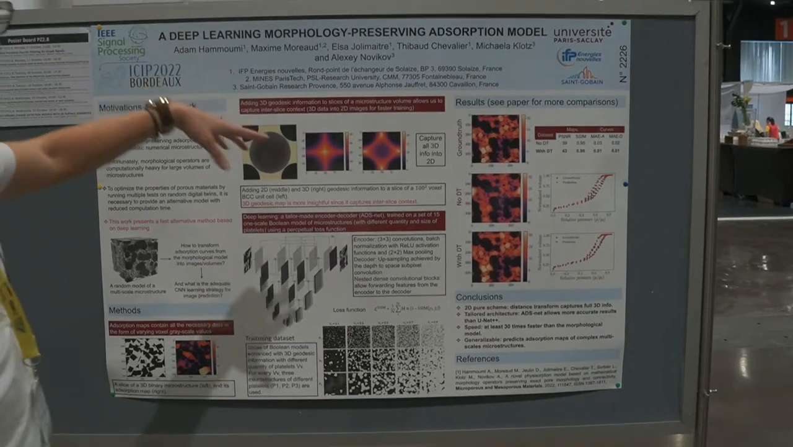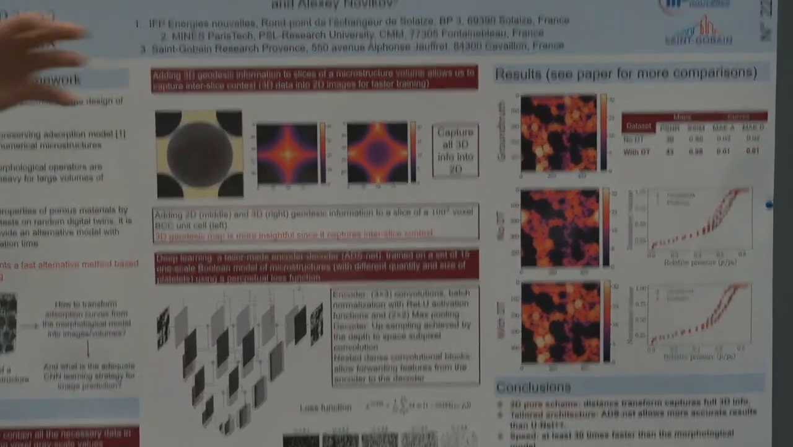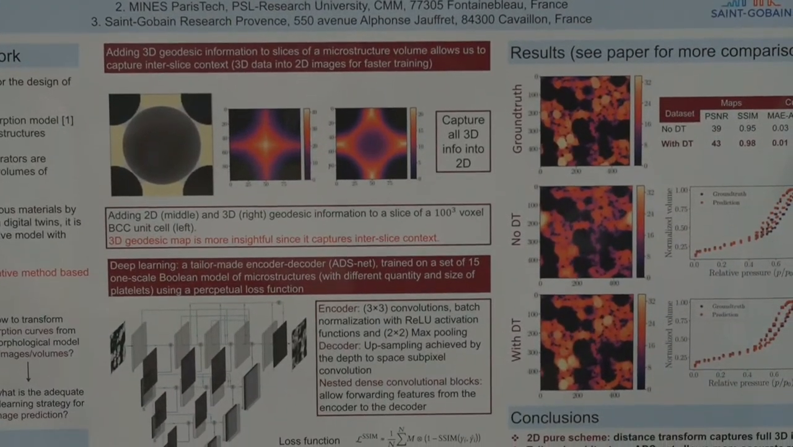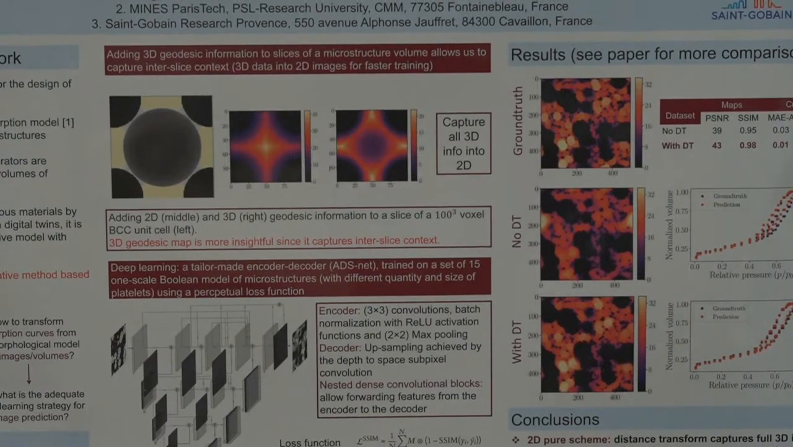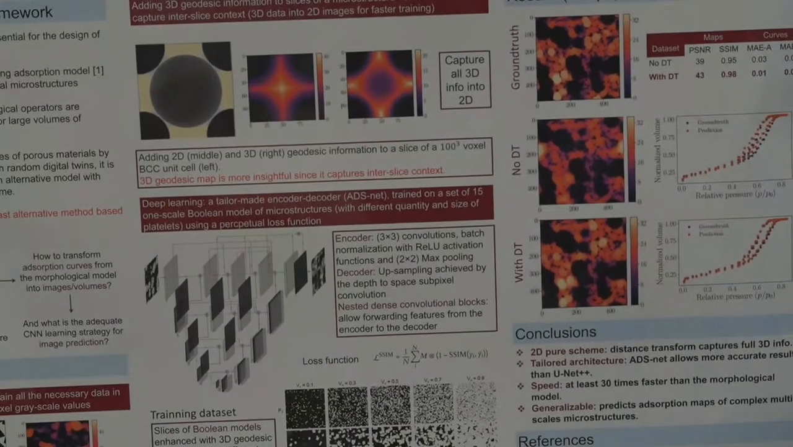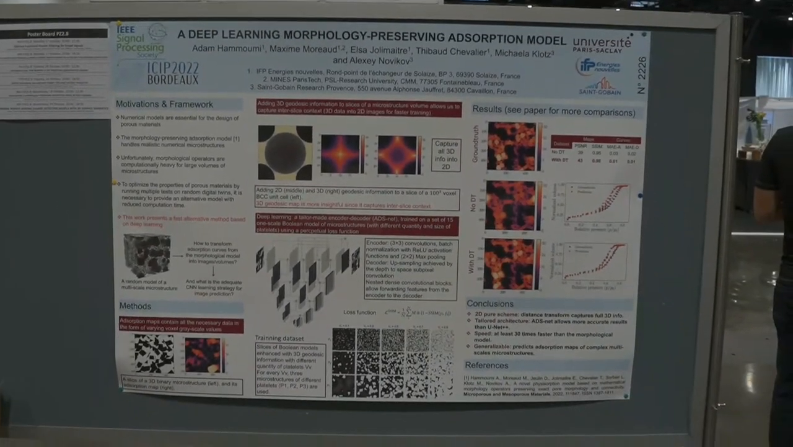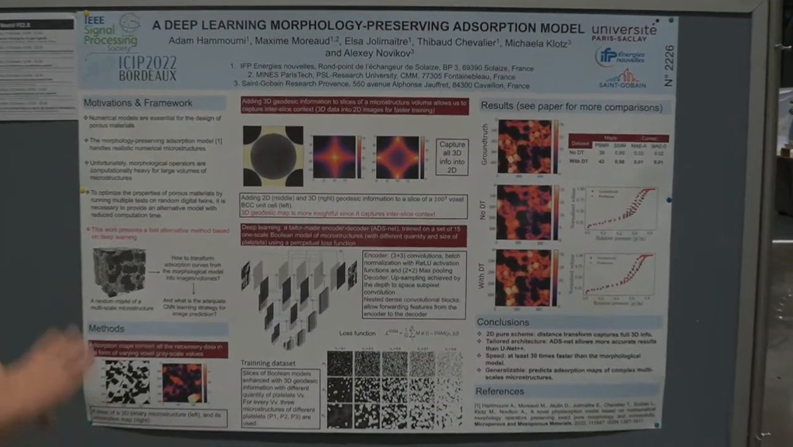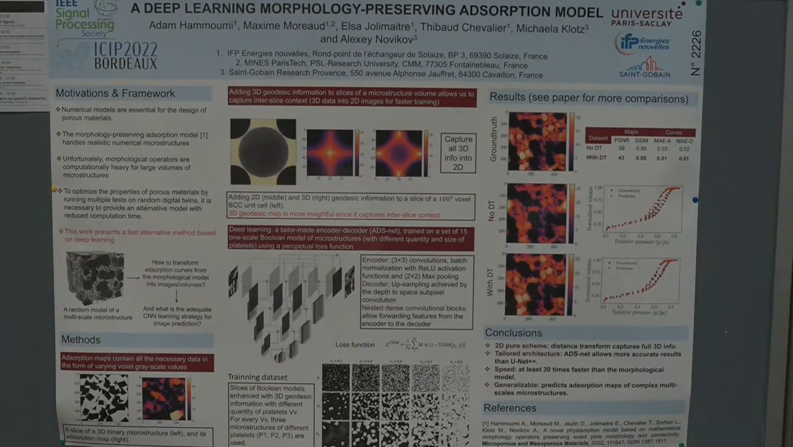So we have done before a morphology preserving adsorption model, which simulates this experimental technique by means of morphological and geometrical parameters only. Without going into the physics, in this work we have used correlations between morphological parameters and physical parameters to transform the problem into something that we can deal with only with morphological parameters. Right. So all of that doesn't exist in the poster. It's just the background.